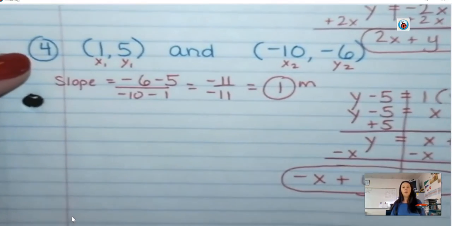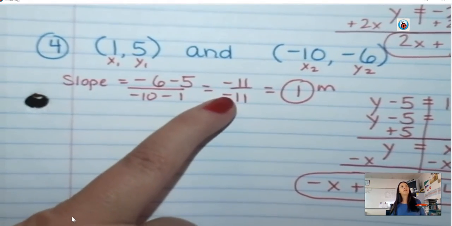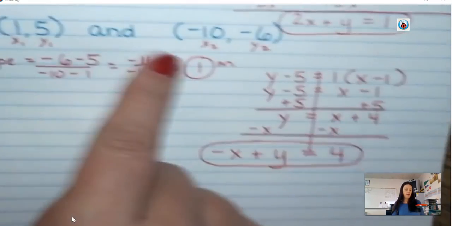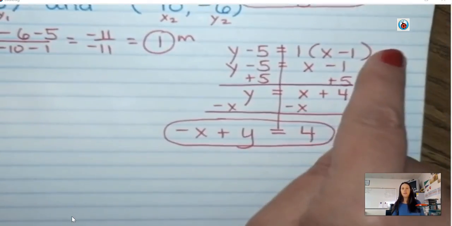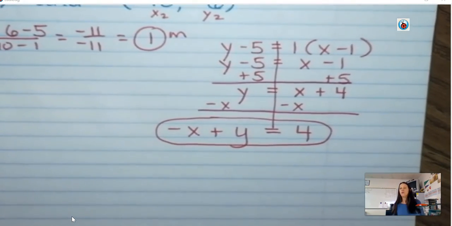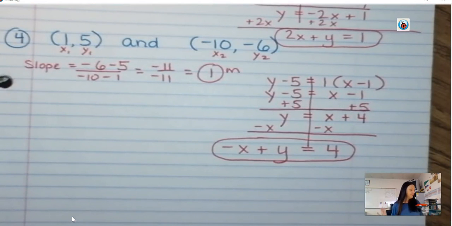Okay, for number 4, when you calculated slope, you should have had positive 1, because a negative over a negative is positive. Then I used the first point and the slope, did point slope, and then finished it as negative x plus y equals 4. Questions? Everybody's good there? Okay, that's it for standard form.